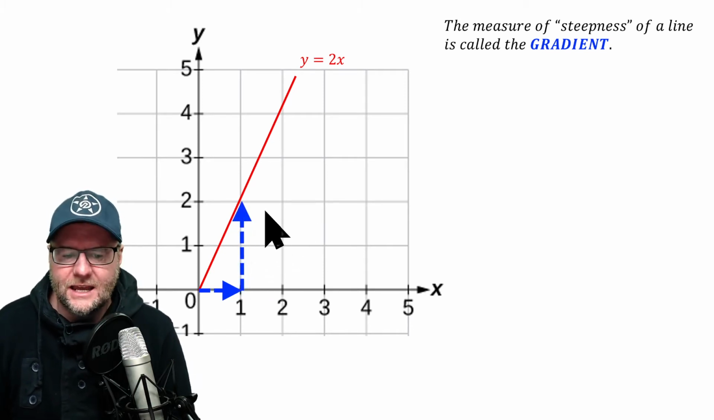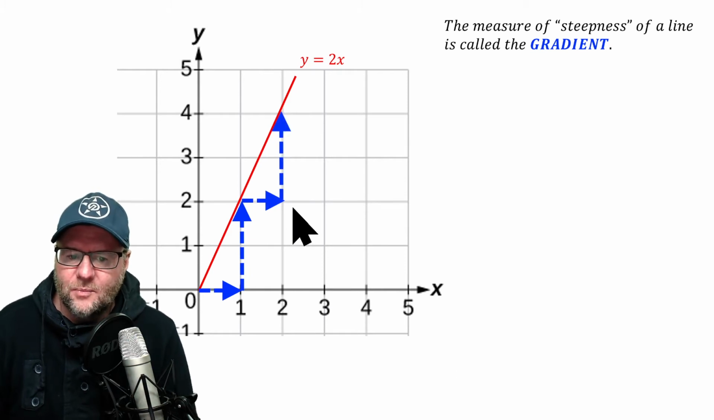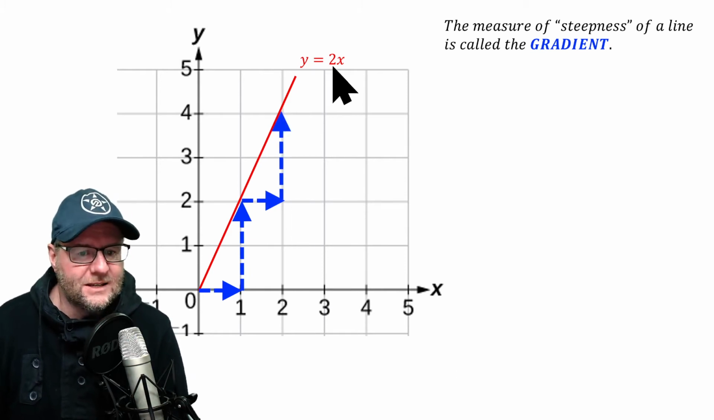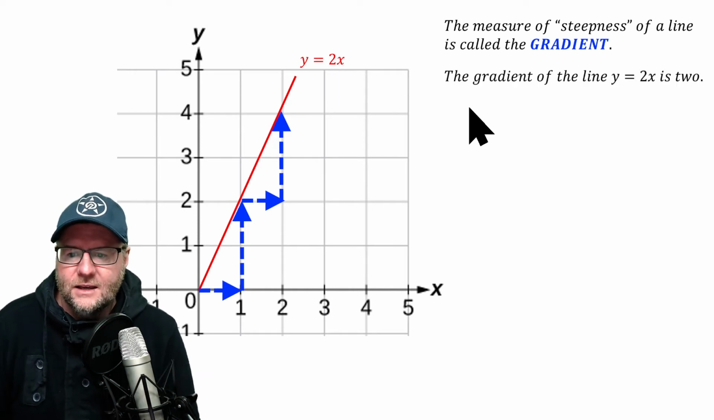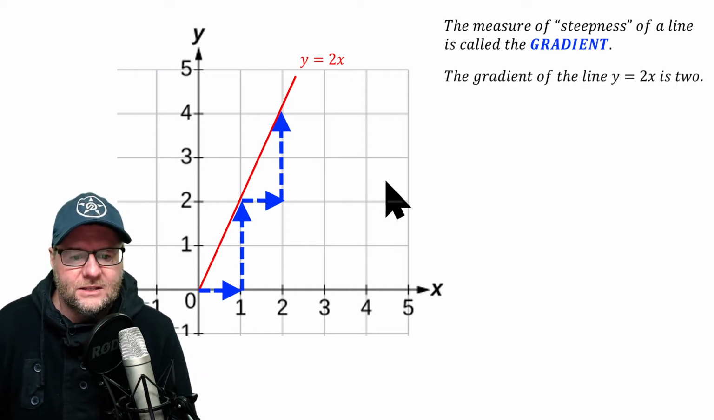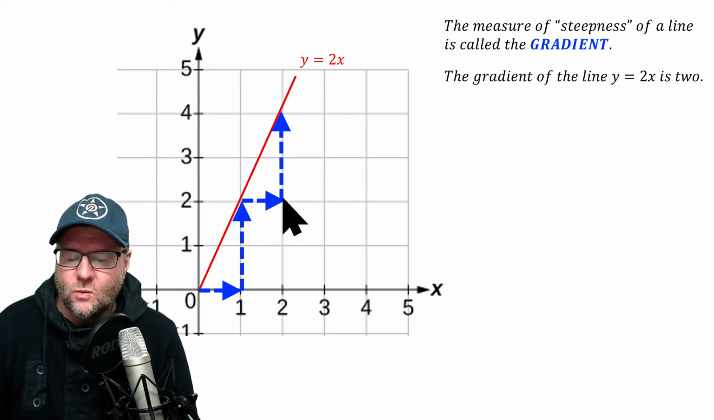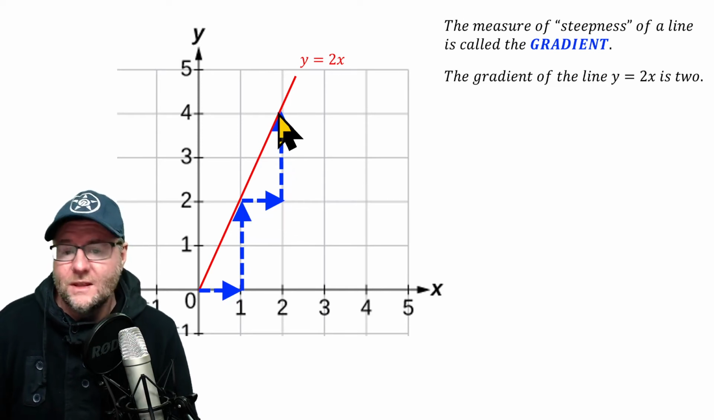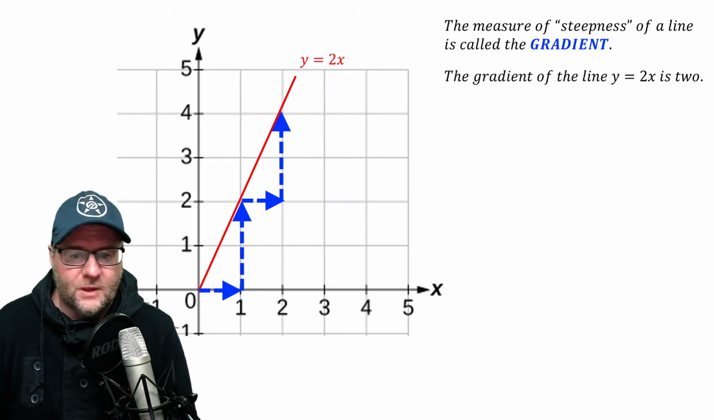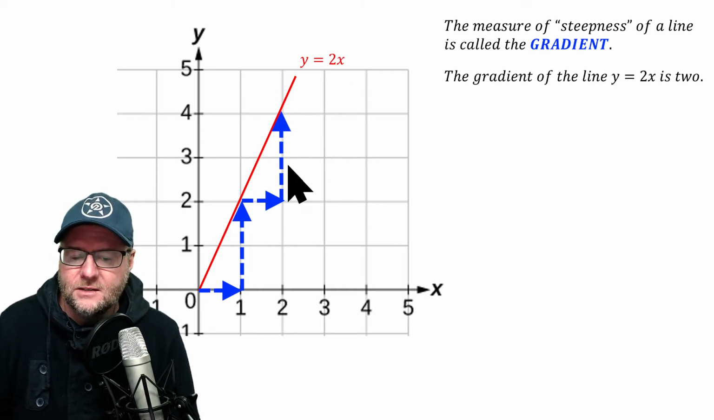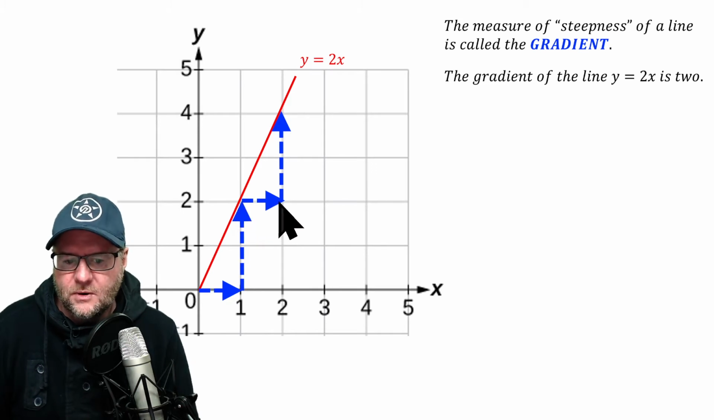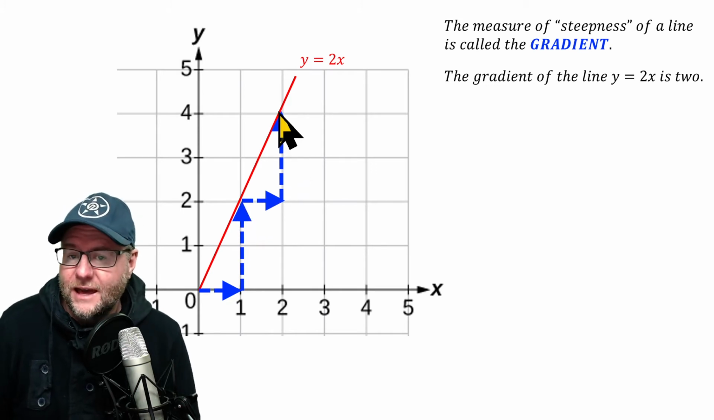What about if I did it again? Come across 1, up 2. And you start to see this number 2 here is also representing our gradient. So the gradient of this line is 2. In other words, every time I go across 1, I have to go up 2. So that's one other way that we could calculate the gradient. We could take the number in front of the x, or we could say, well, one step across gives me how many up. That is also my gradient.